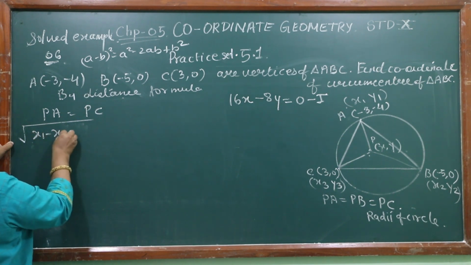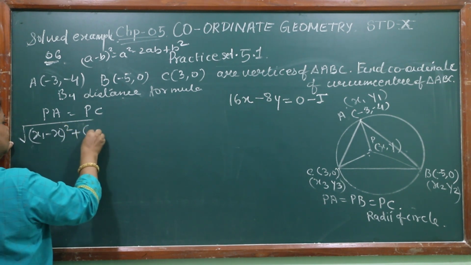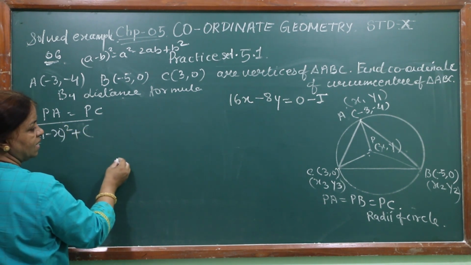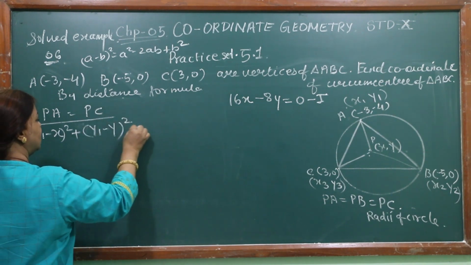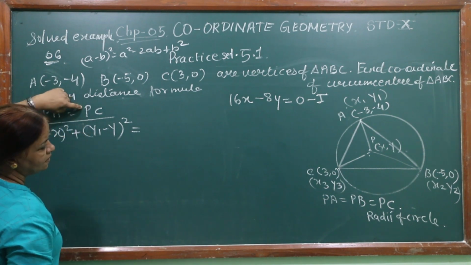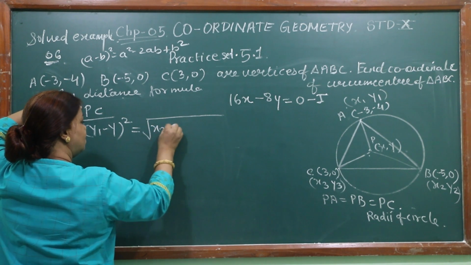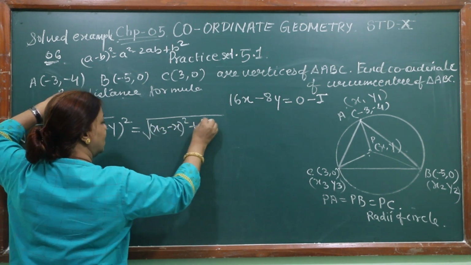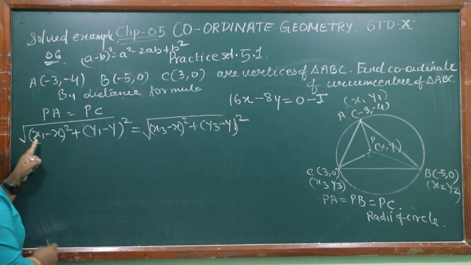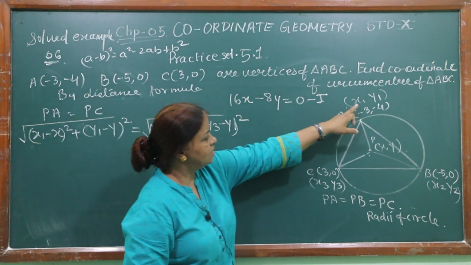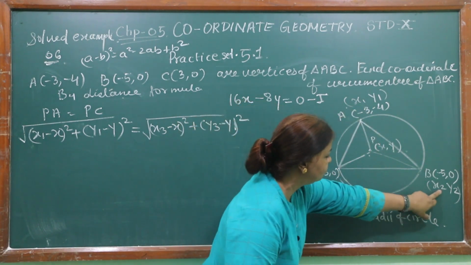(x1 minus x) the whole square plus (y1 minus y) the whole square is equal to (x3 minus x) the whole square plus (y3 minus y) the whole square. See, I am always taking this number first and then this number first, then this number first, then this.